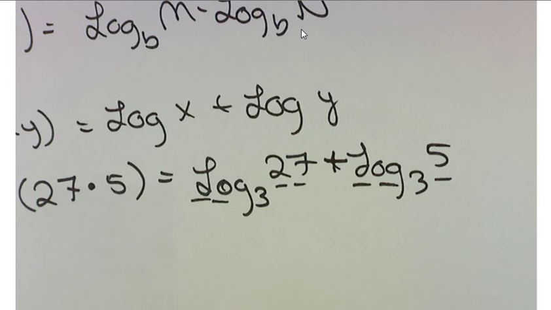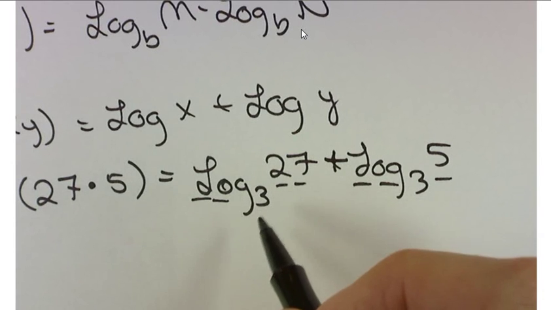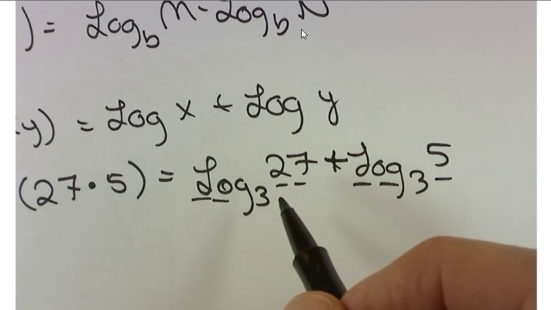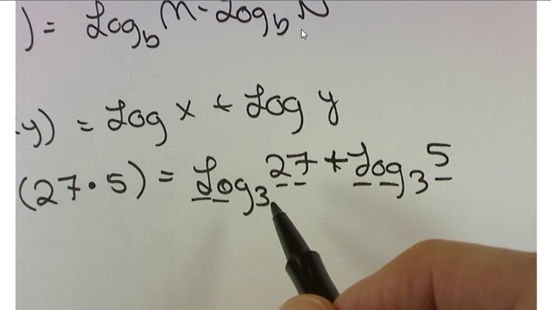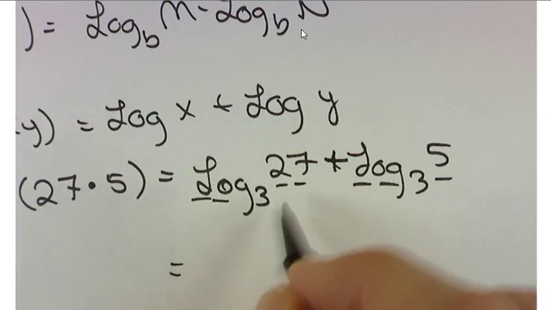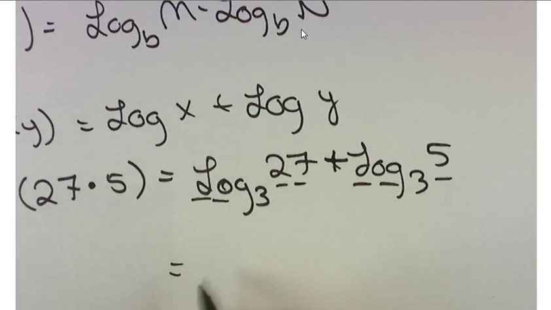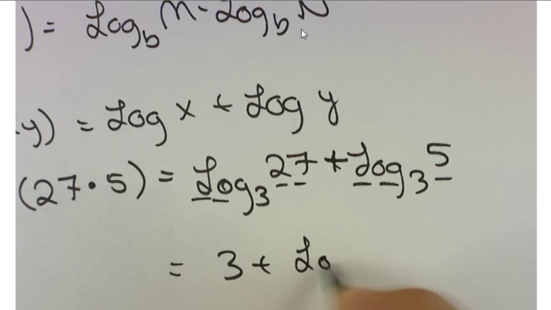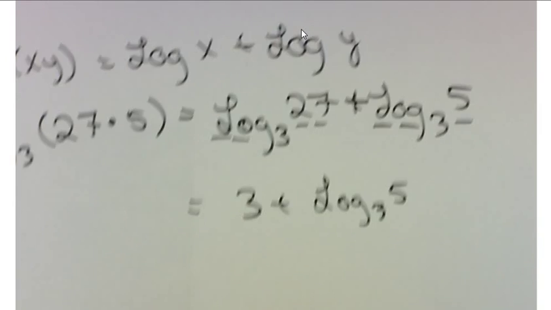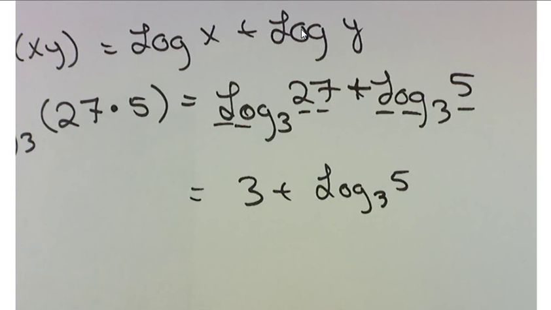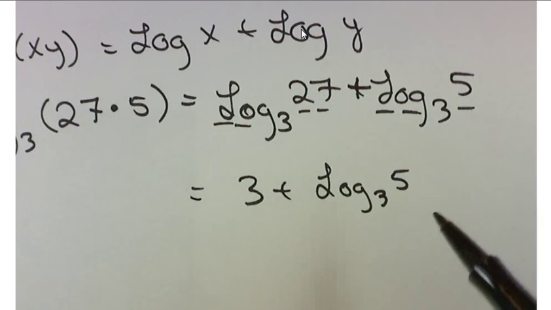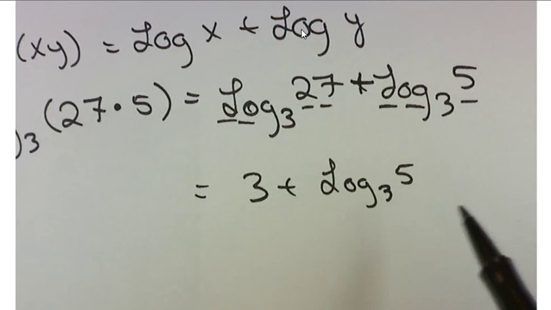Okay. Can I simplify this? Log base 3 of 27? What would that be? What power of 3 gives you 27? 3. So the answer that you would see in the book, and the answer that I would expect for something like this, is 3 plus the log base 3 of 5. Log base 3 of 5, we'll actually learn a formula to calculate that, but right now we'll just leave it as is. All right, so a couple problems to practice with our product rule.